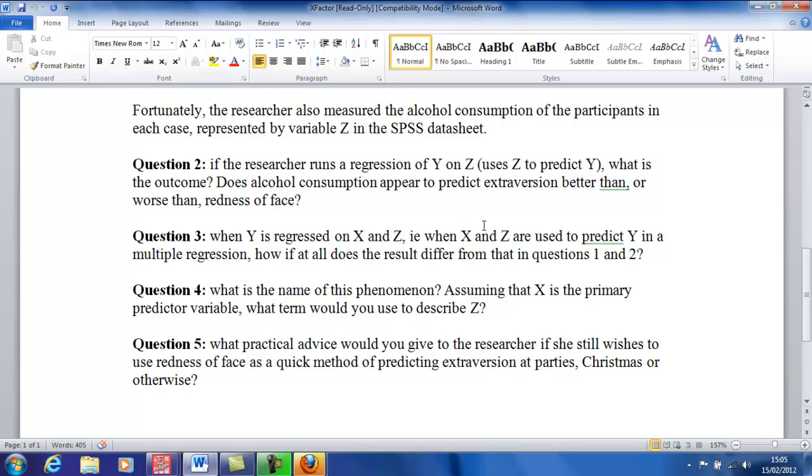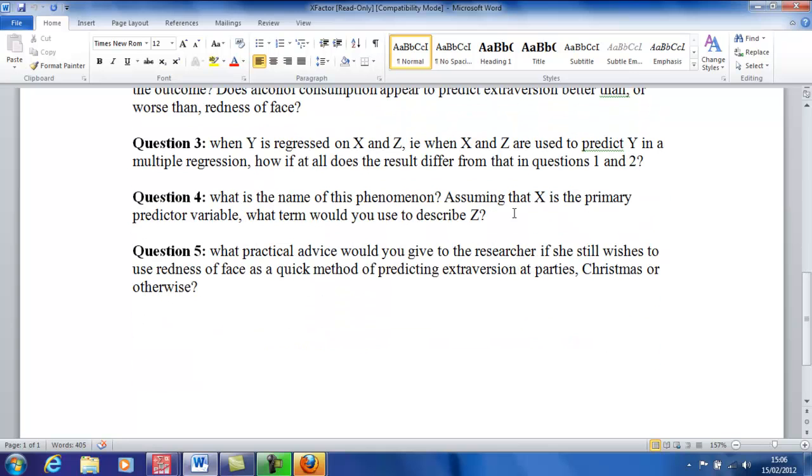And given that X is the primary predictor variable, Z is clearly a suppressor variable. Remember that Z did not correlate at all with Y, with the DV. In other words, alcohol consumption did not correlate with extroversion. So it's not a case of cooperative suppression. We have an instance of classical suppression. Before talking about that anymore, I'll just go on to question 5. What practical advice would you give to the researcher? It would obviously be, if you want to use this method, you must continue to measure, in all cases, the value of the suppressor variable Z, because Z enables you to make a very much better prediction of Y than X would be on its own.